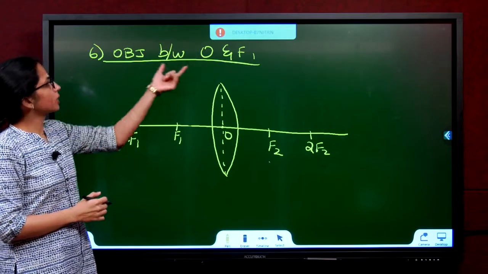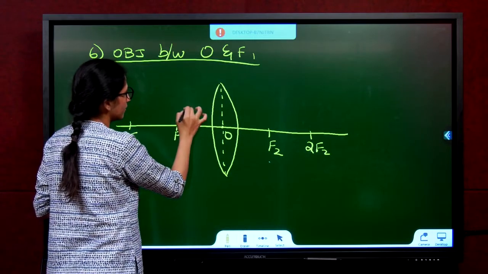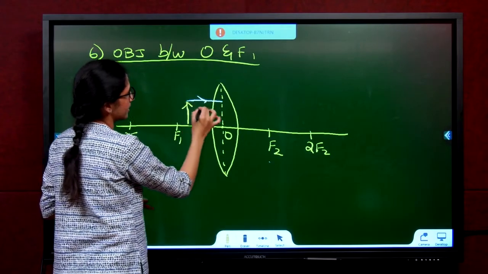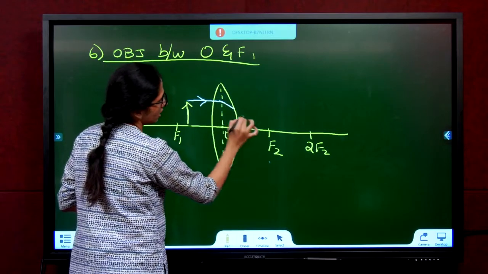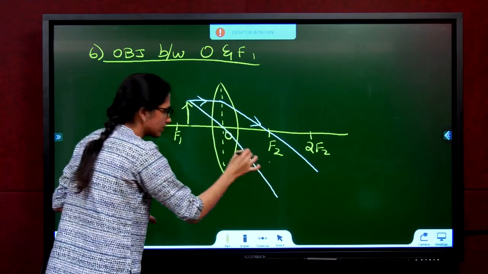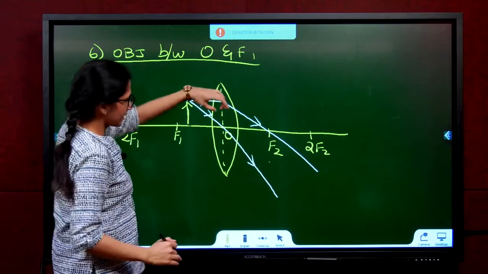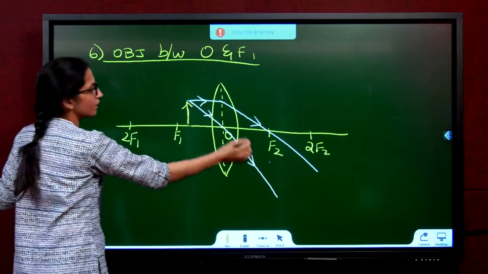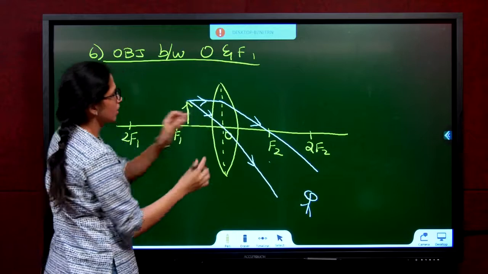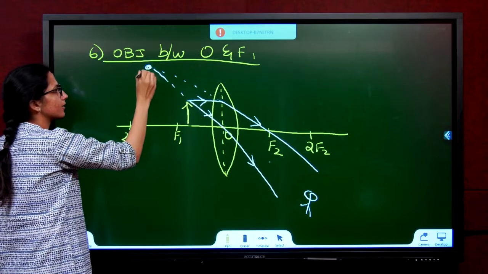So now object between O and F1. Draw the lens, mark your points, keep the object anywhere between O and F1. You'll see that if a ray is going parallel to the principal axis, after refraction, where does it go? It passes through the focus. A ray going through the optic center goes undeviated. You can see they are moving away. The rays are moving away. So, if a person is standing here, he or she will feel the rays are coming from one single point. So, extend this backwards. You will find that the rays meet here.